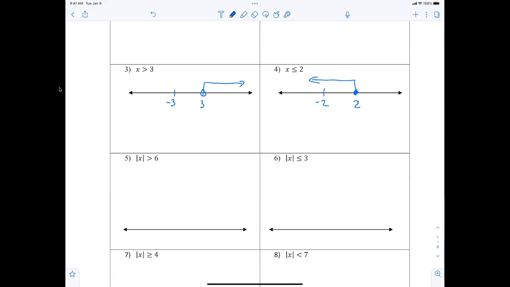All right, so those were all of the inequalities. Does it matter whether the arrow passes the second number? No.